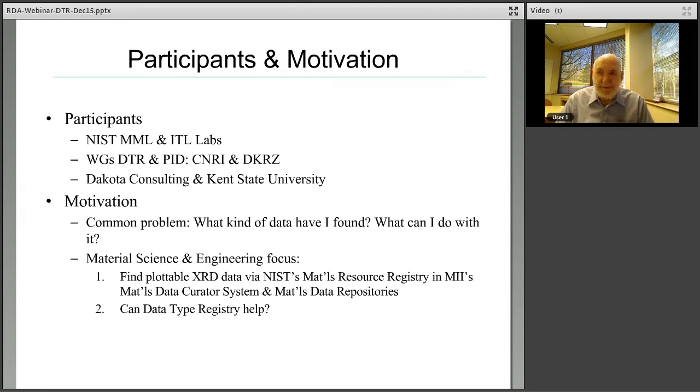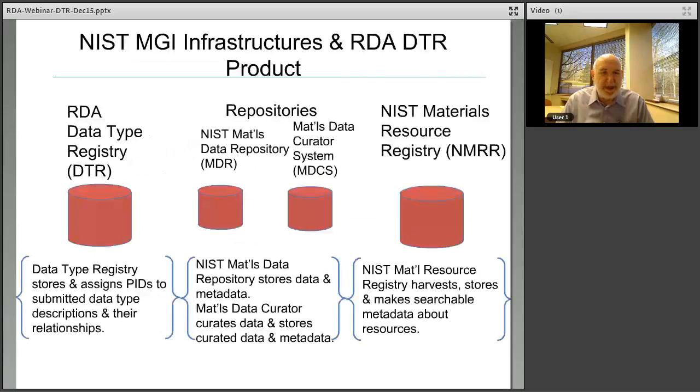Well, they took a different approach than DCO, equally valid. I'm happy that we have these two examples of doing it differently. Reading from right to left here, they had a series of infrastructure components already deployed. On the far right, they had a registry of materials information. They had a repository, a set of repositories actually, that stored the information. And they added to this a data type registry using the prototype, downloading the software, which is readily available at that site.